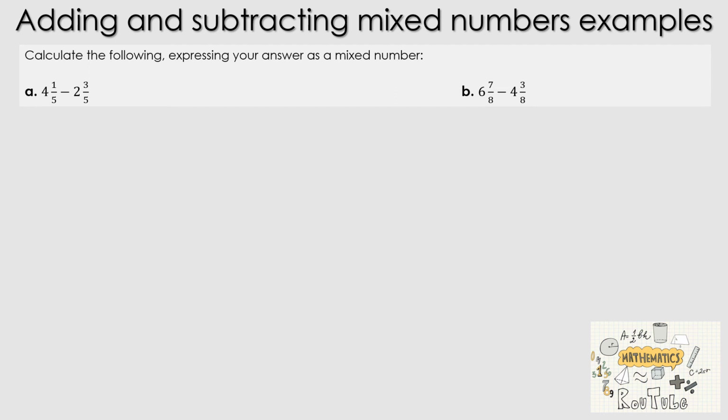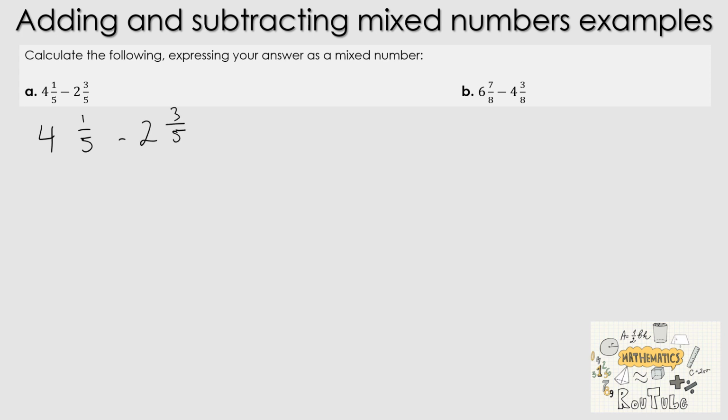I personally don't do it that way, but if you do it that way, that's totally fine. So yeah, we're going to go with a different approach in these two examples here. So here we have 4 1/5 minus 2 3/5. What we need to do is first of all write the question down. So we're going to have 4 1/5 minus 2 3/5.